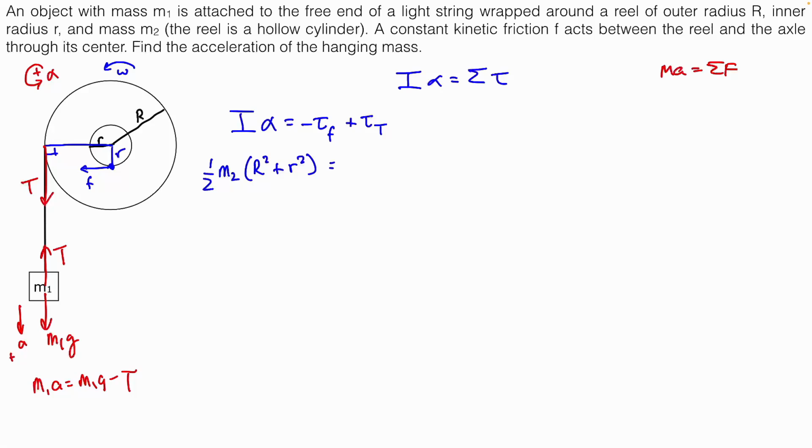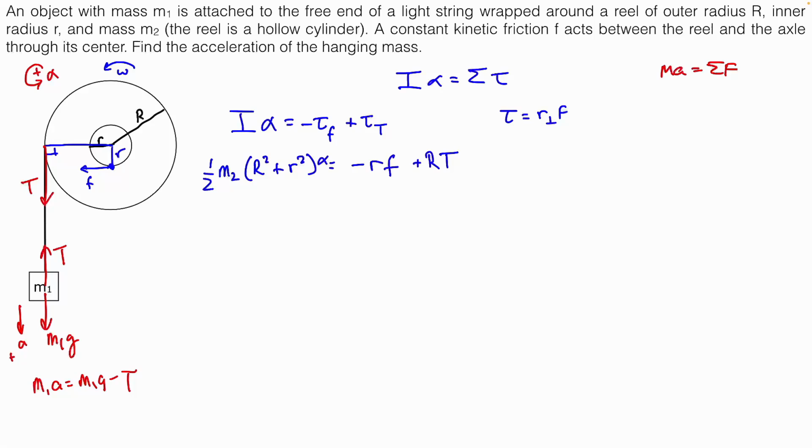Equals, and then now I need to write out what my torques are. So the negative sign comes down from the line above. And what's the distance to my friction? Remember, torque is r perpendicular to F. So the distance is little r. The force is my force of friction. Plus, and now what's the distance to the tension? Big R, times tension. Find the acceleration of, I missed an alpha somewhere. There we go, alpha. All right.